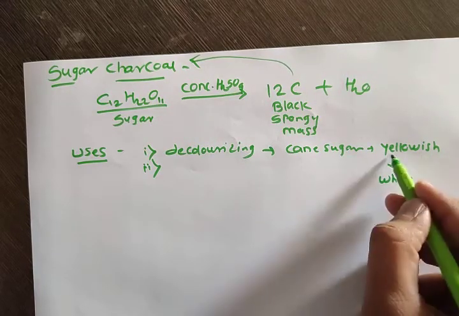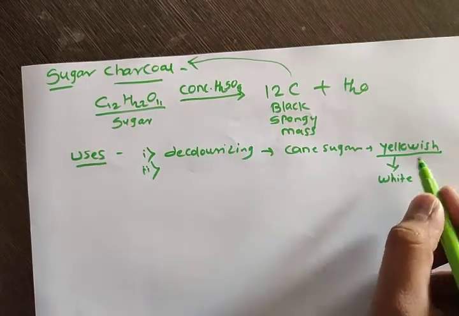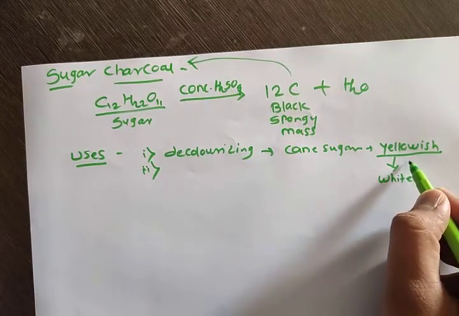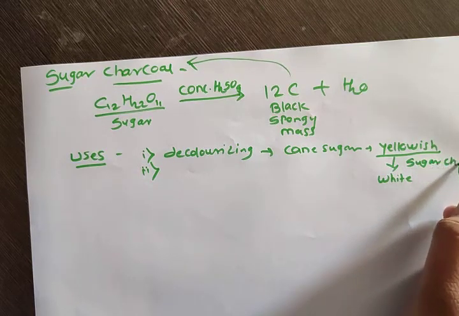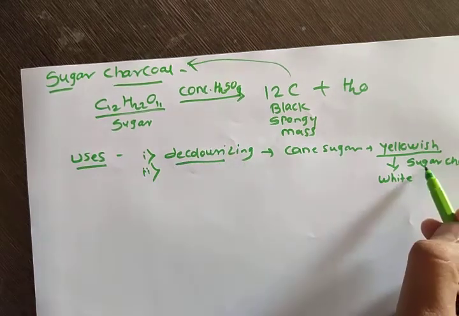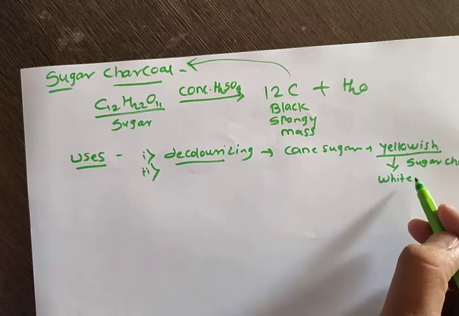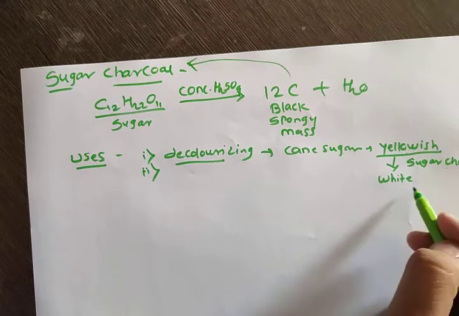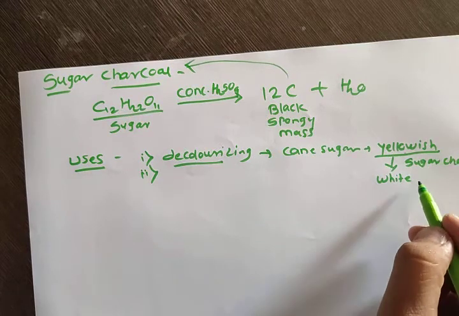So what they do, when this yellowish color juice is produced from the cane sugar, it is passed through this sugar charcoal. And you know, charcoal is a decolorizing agent. Just now we have seen sugar charcoal is a decolorizing agent, so it removes all the yellow color, and when you filter it through this sugar charcoal, a white colorless juice is formed. Okay.